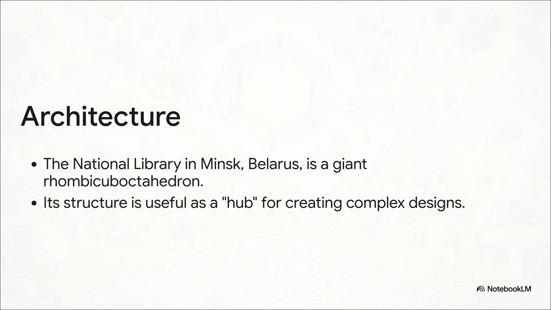And it's not just small stuff either. It's also been scaled way up to create some truly breathtaking pieces of modern architecture. Look at the National Library in Minsk, Belarus. It's a giant Rhombicuboctahedron, and that unique structure, with all those faces pointing in so many different directions, makes it a perfect connector, or a hub, for building even more complicated designs.